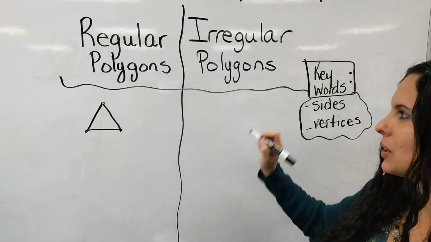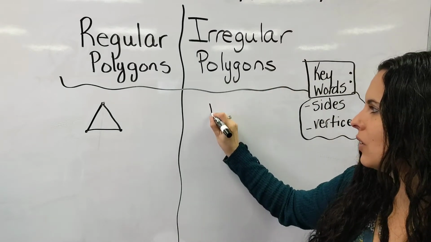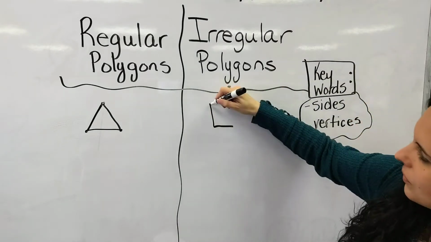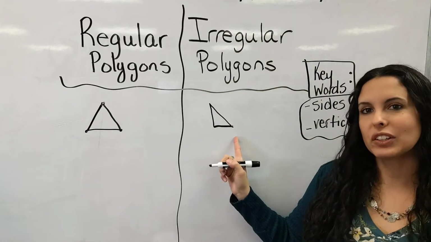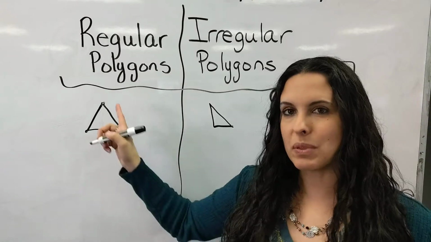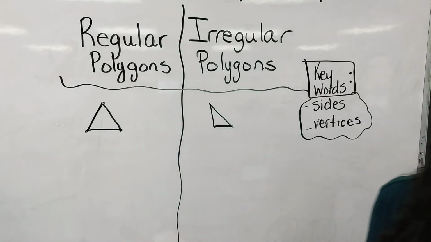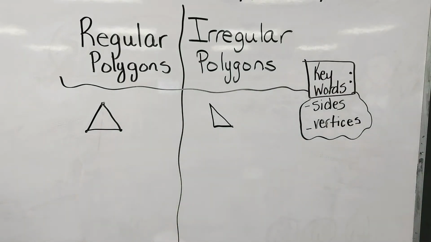An irregular polygon, so an irregular triangle, would be a triangle. This is going to be a right triangle, but it's irregular because it's not going to be the shape that we're used to seeing. Here's another example.